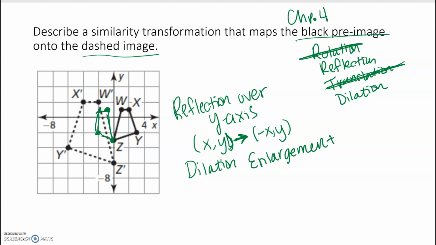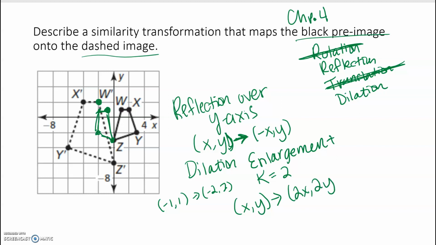So this point right here, this graph counts by 2's. So this is actually at 1, 1, or -1, 1. And I want it to go to point W prime up here. So I want it to go to -2, 2. So how do you get from -1, 1 to -2, 2? Right? You multiply by 2. So my scale factor is 2, which means it's twice as large. So remember, when you're writing that, it could look like this. xy implies 2x, 2y. So you're multiplying both pieces by 2.